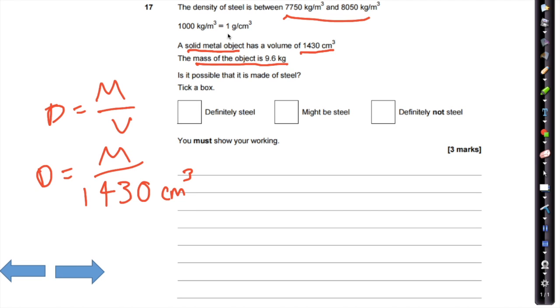We need to first of all say what the mass is in terms of centimeters cubed. We need the units to be the same. Okay, so we've got kilograms here. We know that 1,000 kilograms is 1 gram. 1,000 kilograms per meter cubed is 1 gram per centimeter cubed.